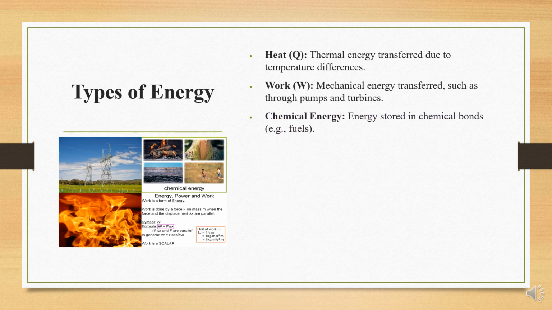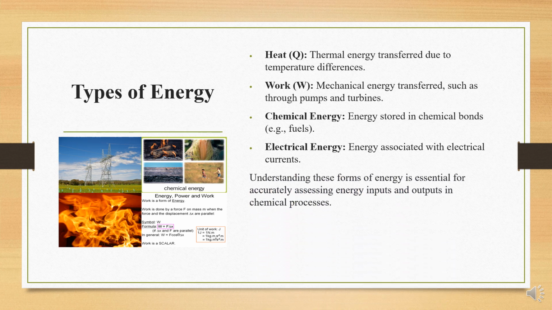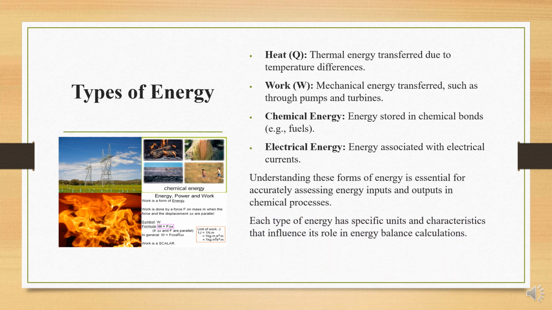Chemical energy. Energy stored in chemical bonds. Example, fuels. Electrical energy. Energy associated with electrical currents. Understanding these forms of energy is essential for accurately assessing energy inputs and outputs in chemical processes. Each type of energy has specific units and characteristics that influence its role in energy balance calculations.